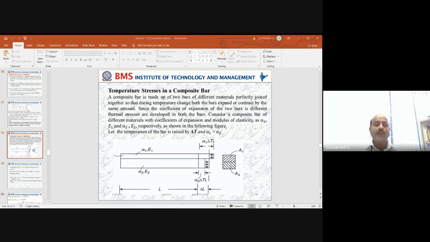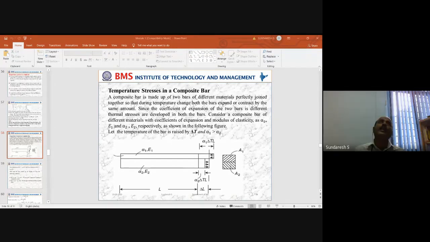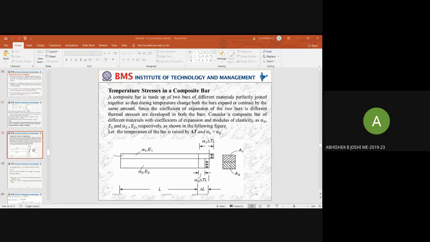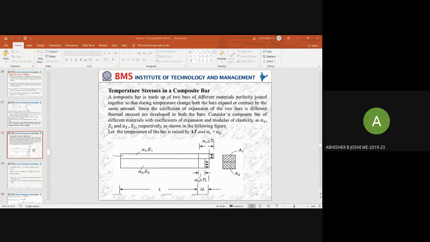Sir, I have a doubt. Please. Sir, there are two bars. At first they will be at the same length, and once we start heating, the bar with the bigger coefficient of expansion will have a greater expansion. So after that, it will get a compressive stress, or before that, when you separate the expansion.